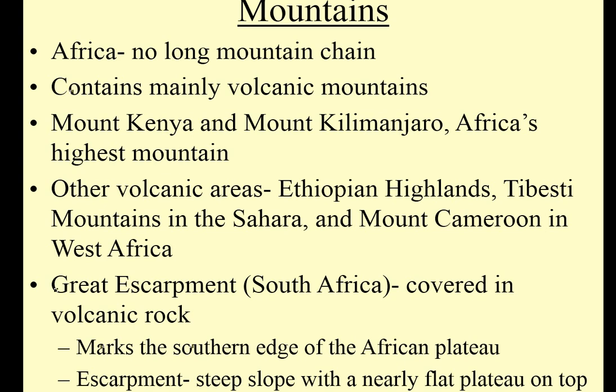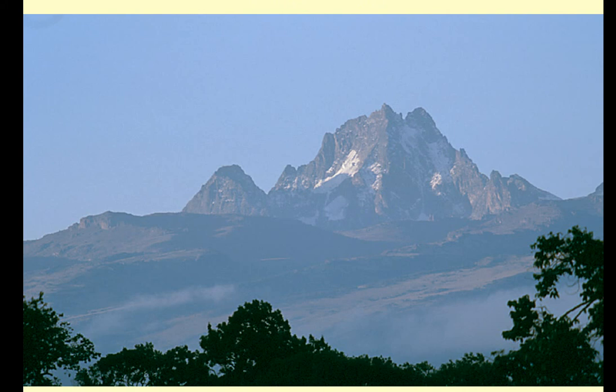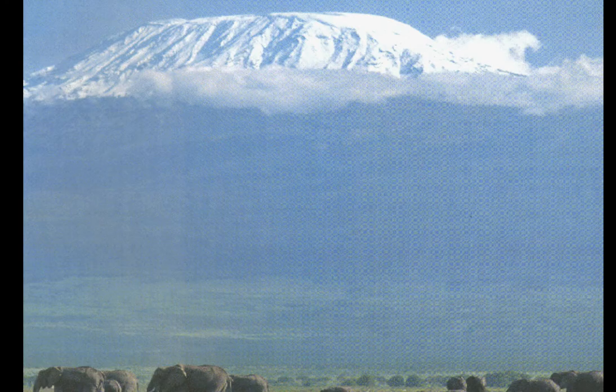Other volcanic areas include the Ethiopian highlands, the Tibesti Mountains in the Sahara, and Mount Cameroon in West Africa. The Great Escarpment in South Africa, covered in volcanic rock, marks the southern edge of the African plateau. And here are the pictures of these bad boys, Kilimanjaro right there.